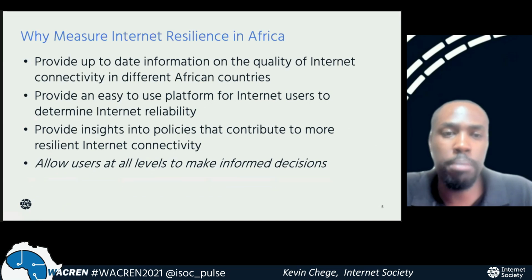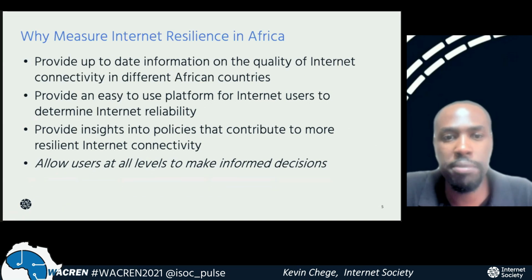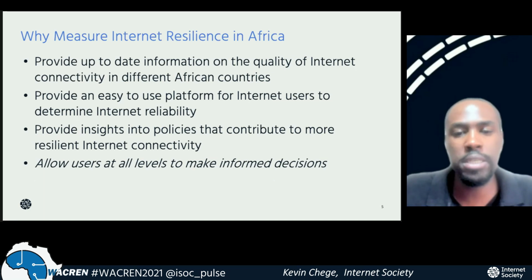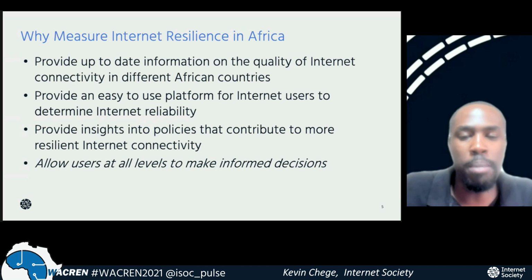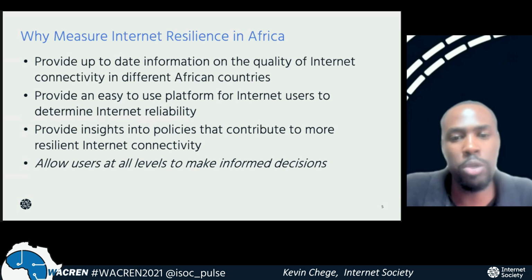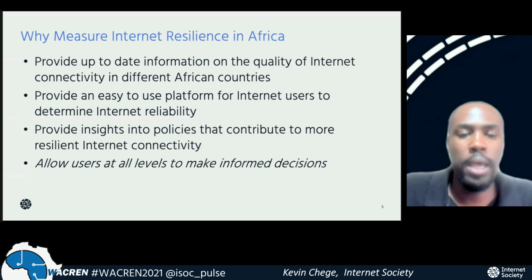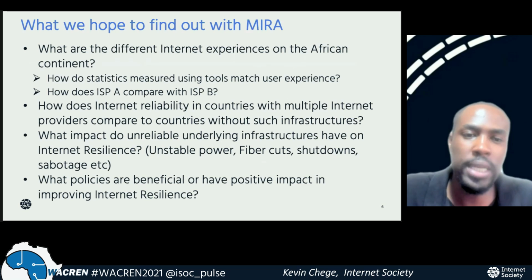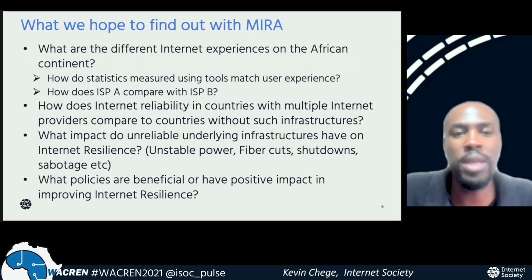So why do we want to do this? We want to provide up-to-date information on the quality of internet connectivity. As I mentioned, we want to provide a very easy-to-use platform for any level of user to understand the type of data they have in relation to internet connectivity. We want to provide insights into policies that contribute to more resilient internet connectivity. Why is it that maybe one country has better internet resilience than another? Perhaps there are policies that are more beneficial that could be integrated in the countries that are not doing so well. And we also want to make it easy for users at all levels to make an informed decision. When you want to acquire an internet connection, you'll have very good data about how good that connection has been in the recent past.